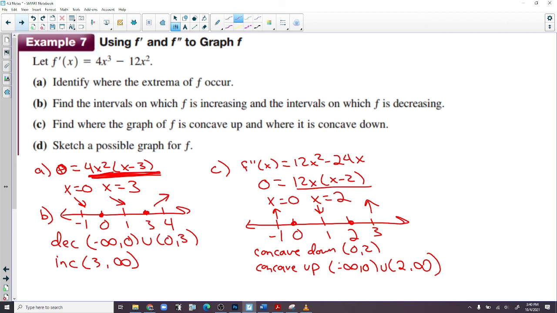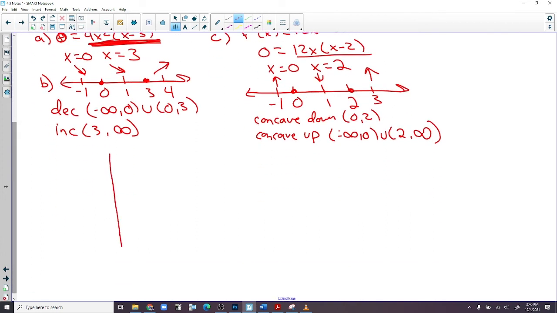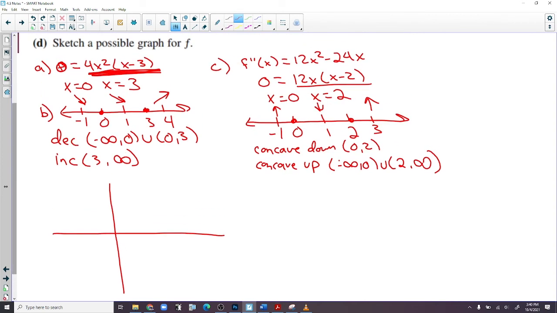Sketch a possible graph for f. What are the critical points? The critical points are 0 and 3. We could have minimums and maximums, but 0 ended up being an inflection point. So I know the minimum is down here at 3. I've got to have a minimum down there. Inflection at 0 and an inflection at 2.